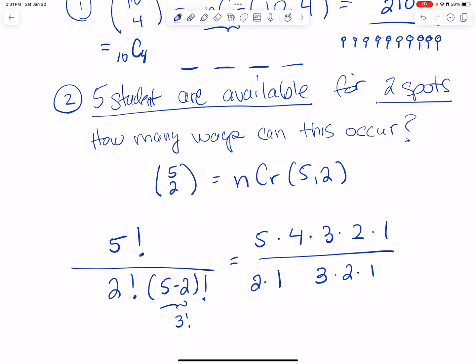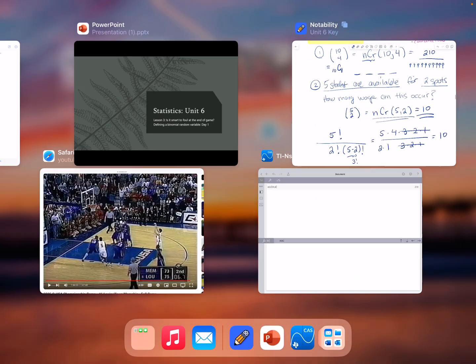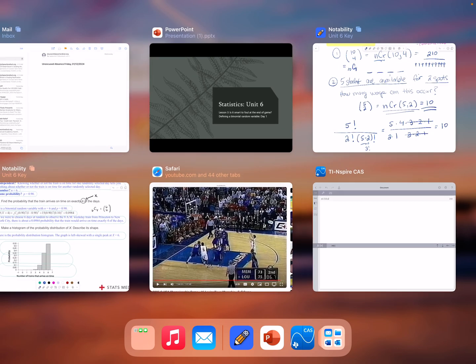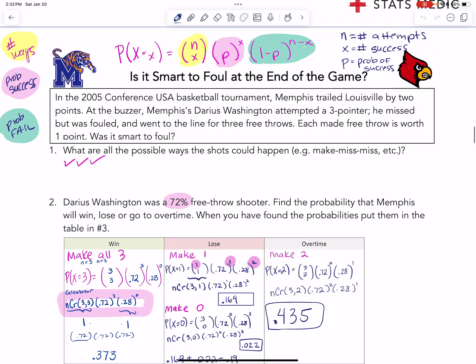Of course, if I simplified this, this would cancel, this would cancel. I would get 5 times 4 is 20, divided by 2 is 10. And if you put this in the calculator, you're going to indeed get 10. So you are allowed to use your calculator 100% of the time. I just want to remind you what is going on behind the math. All right, so I started them out with that because we're going to be using this in our notes today.